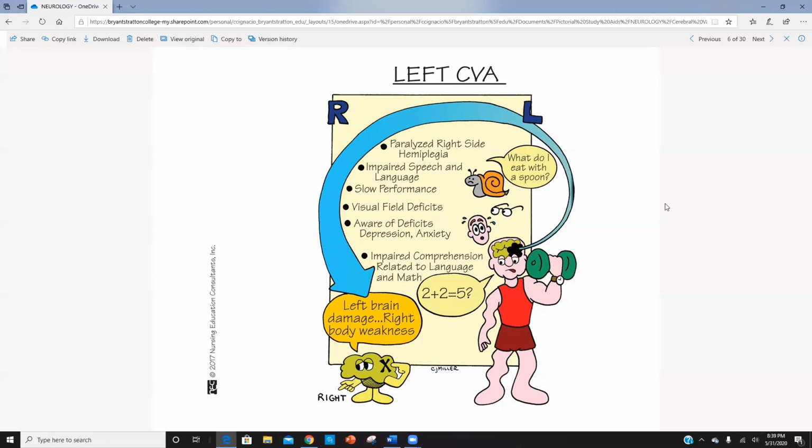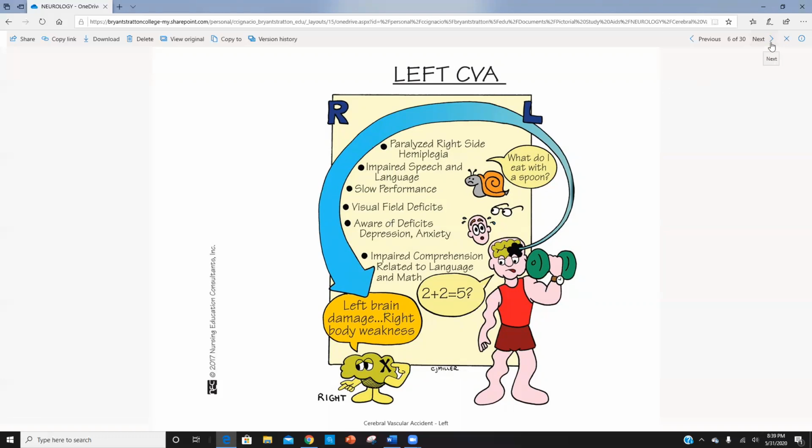So this particular picture is showing a left-sided CVA, and so the affected part of the body is going to be the right side. And so it's showing you impaired speech, language, slow performance, visual field deficits. And so left brain damage is right body weakness.